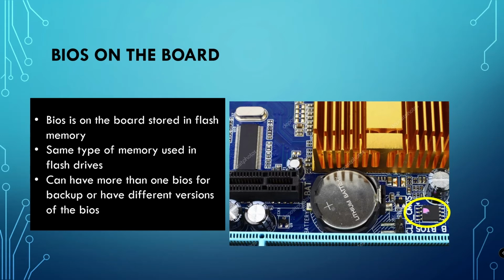The BIOS is on the board. Usually you'll see the word CMOS and BIOS near each other, and that's where you can find that little chip. Where the yellow circle is, that is the actual BIOS on this motherboard here. You can generally look around on the motherboard and you'll be able to find it pretty quick, especially on the newer ones. The BIOS, like I said, is stored in flash memory, the same type of memory, like I said before, in flash drives.